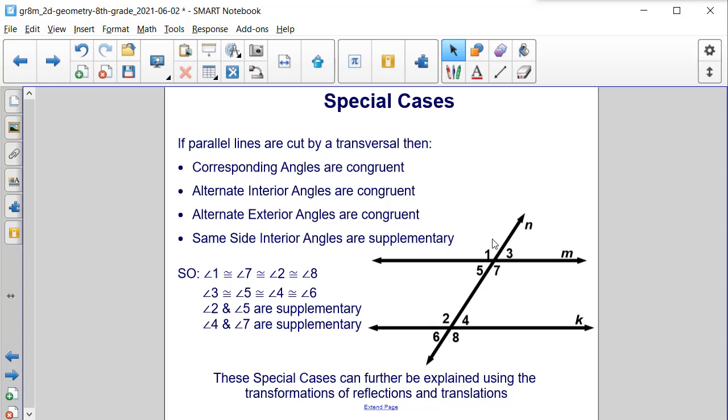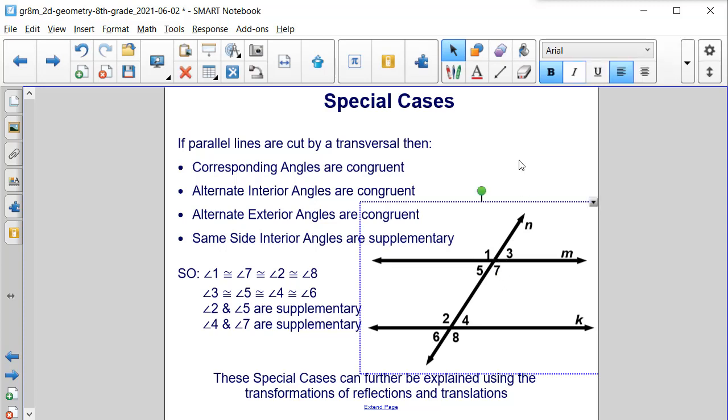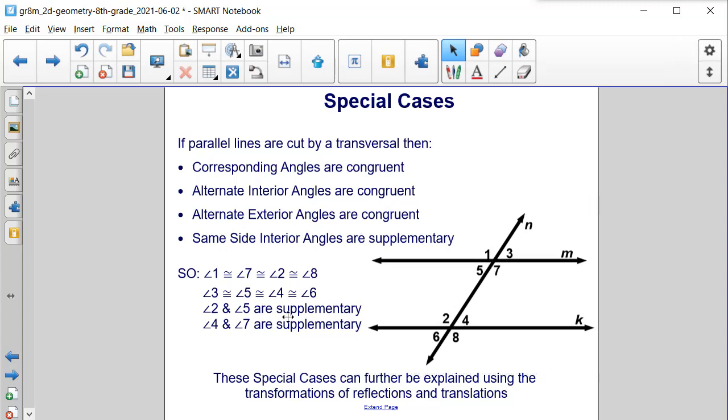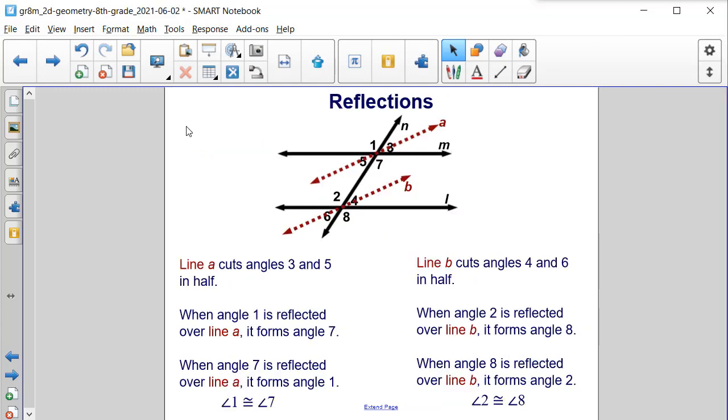And then the same side interior angles are supplementary. So the measure of angle 2 plus the measure of angle 5 would add up to equal 180. Same with the measurement of angle 4 and the measurement of angle 7. They would add up to equal 180 degrees because they're supplementary. These special cases can be further explained using transformations of reflections and translations.